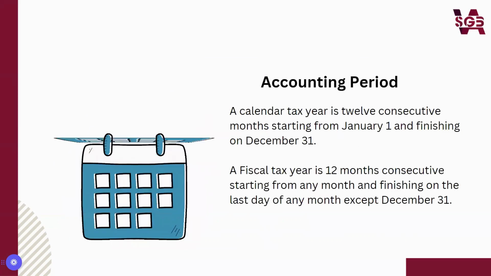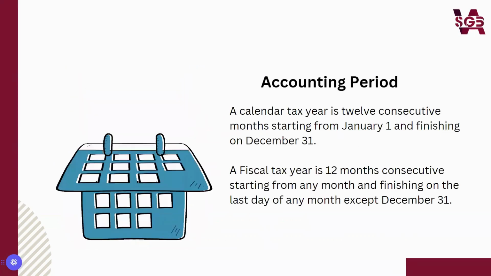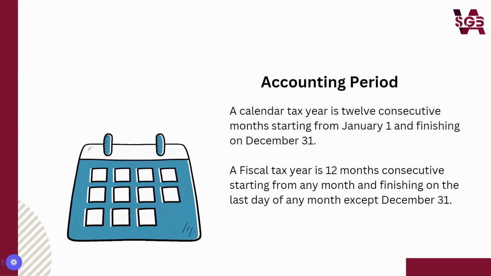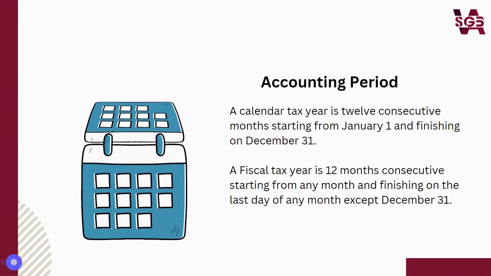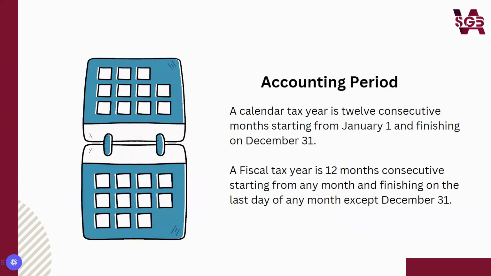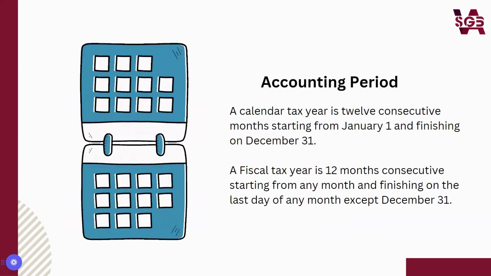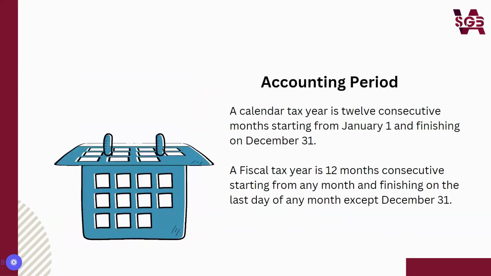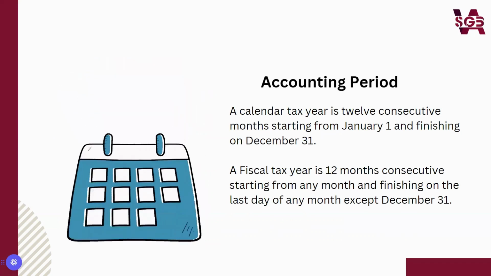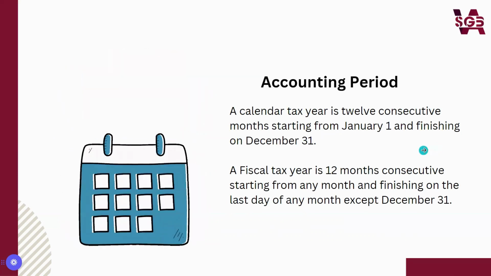Accounting period. There are two accounting periods. The first one is the common one, which is calendar tax year. It is 12 consecutive months starting from January 1 and finishing on December 31. The second accounting period is the fiscal tax year, which is 12 consecutive months starting from any month and finishing on the last day of any month except December 31.